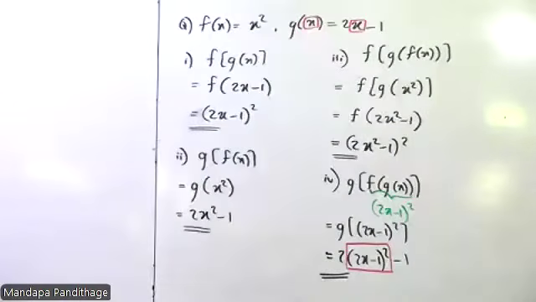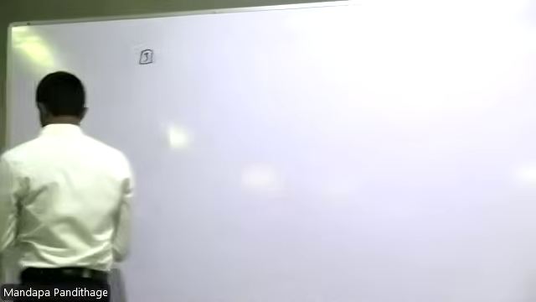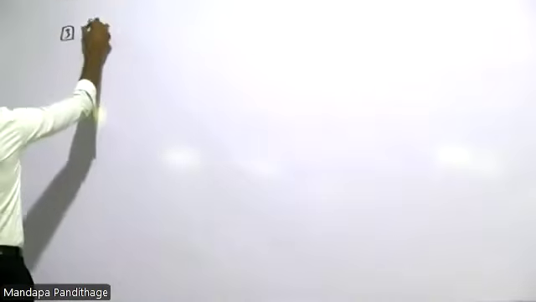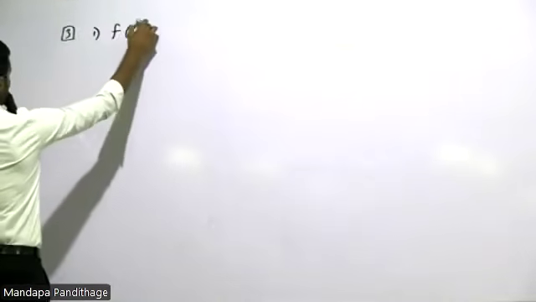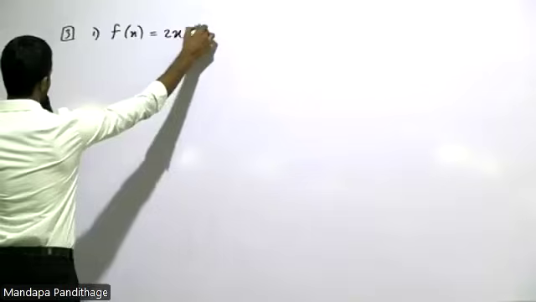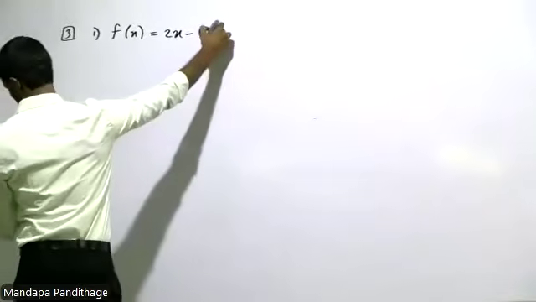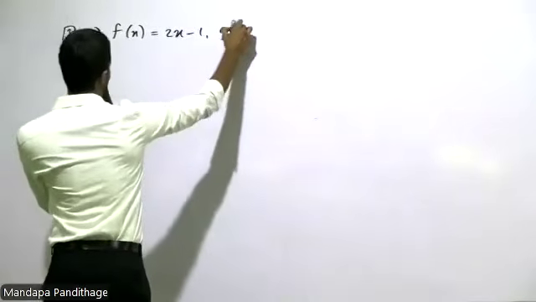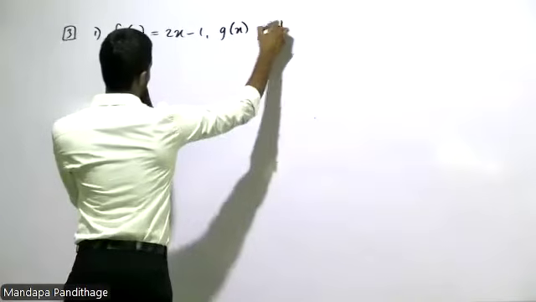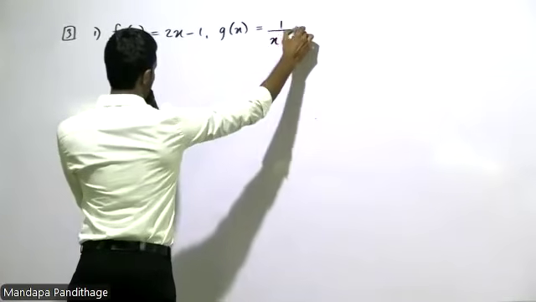First one: given that f of x is equal to 2x minus 1, and g of x is equal to 1 over x plus 1.